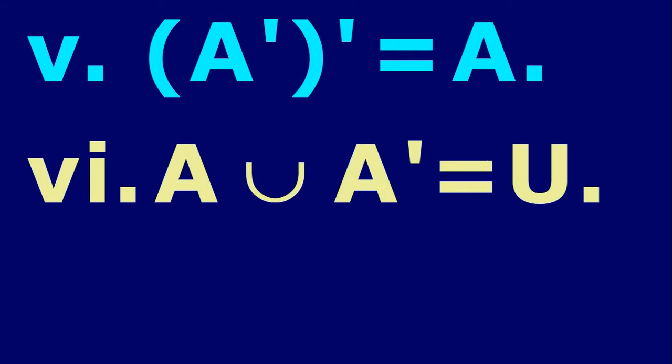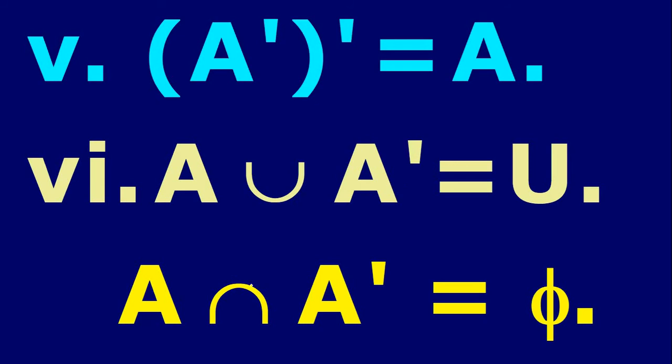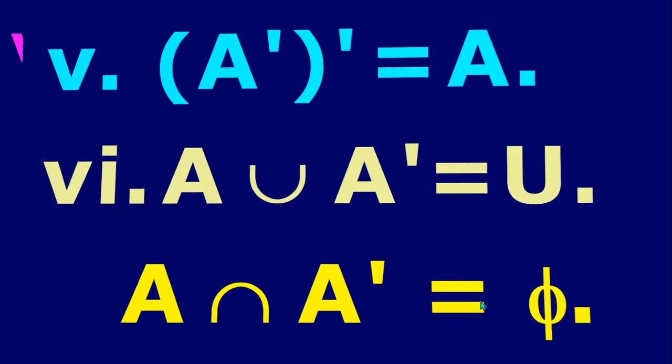When we take the union of A and its complement, we always get the universal set. So A union A dash is the universal set, and A intersection A dash is the empty set. A dash means other than A, and A means the given set. In A and A dash, there is no common element. Therefore, A intersection A dash is always the empty set.